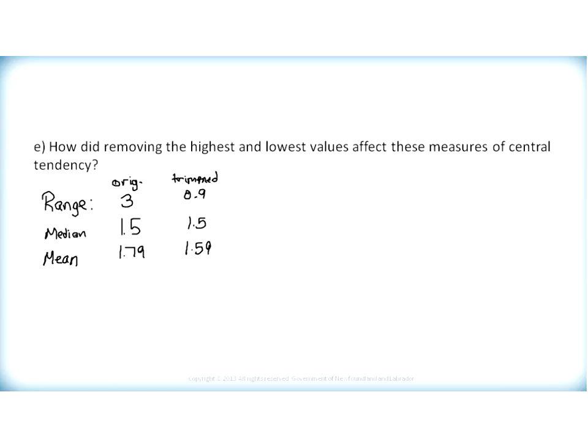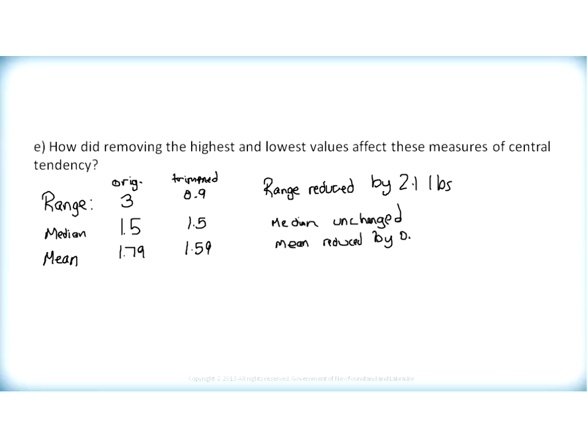So, the range was reduced dramatically. The range is reduced by 2.1 pounds. The median is unchanged. And the mean was reduced by 0.2 pounds a lobster. So it did have a big effect.